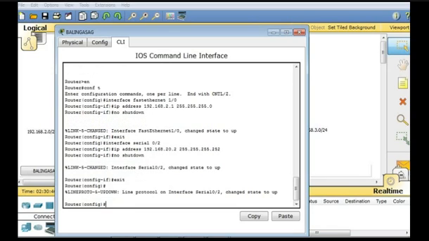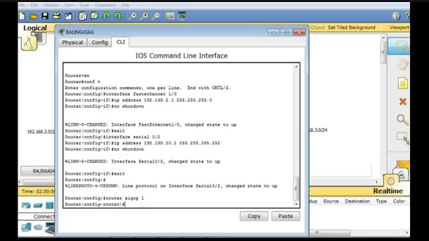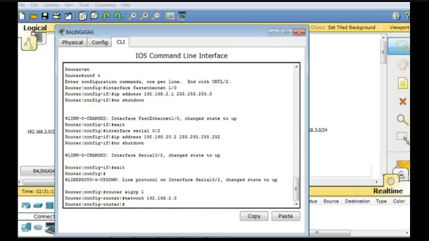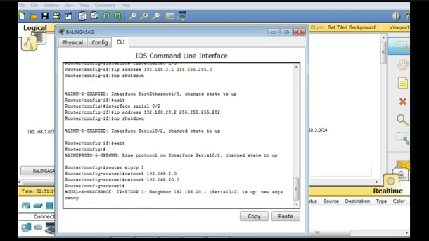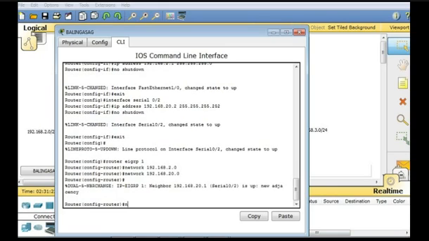To configure the EIGRP, type router eigrp 1, the autonomous system number. Next is the networks that are directly connected: 192.168.2.0. Next is network 192.168.20.0. Then no auto-summary.